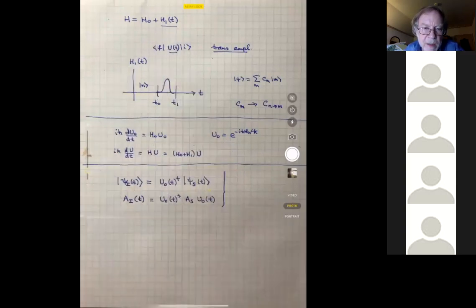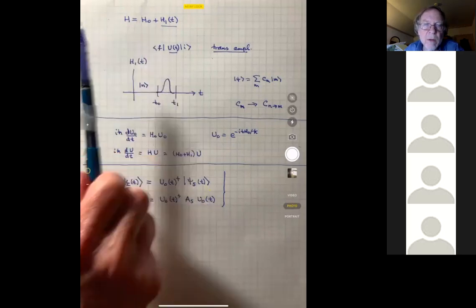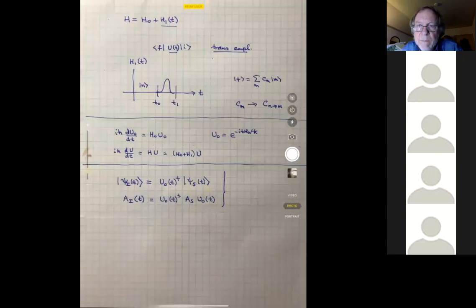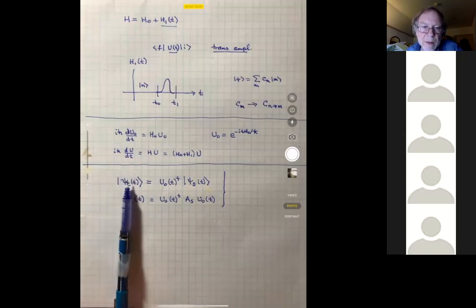And then at the end of the hour last time, I had just explained the interaction picture, the basic philosophy of it, which is to strip off the time evolution due to U0 or H0, using U0 to do the job. That's what you see here. And this is a variation on the Heisenberg picture where one strips off the entire evolution. Here you just take care of the part of it that you know how to handle, the unperturbed part. This then defines the state vector in the interaction picture.